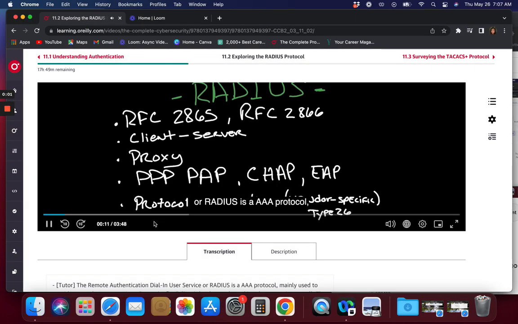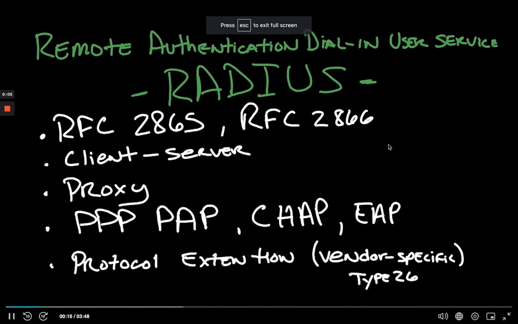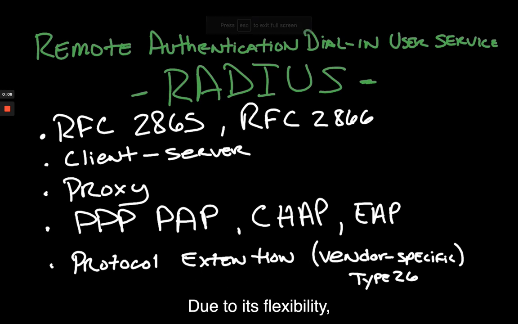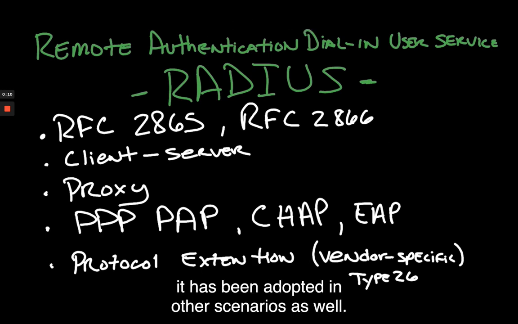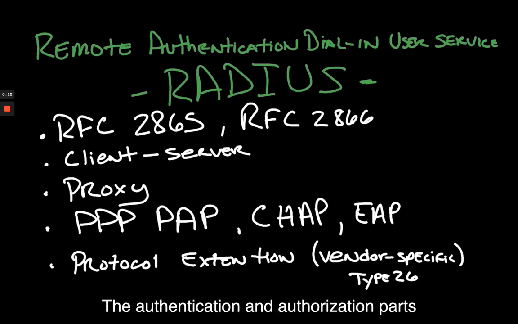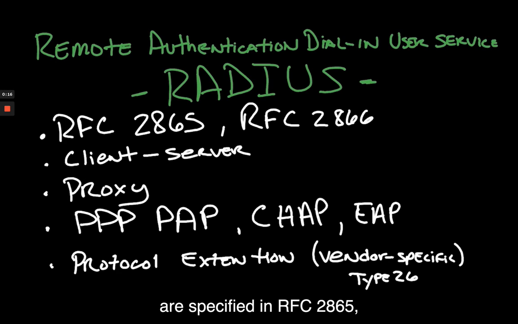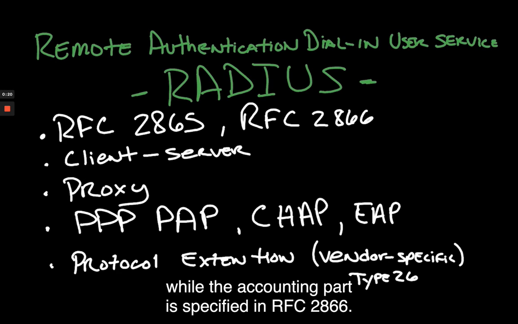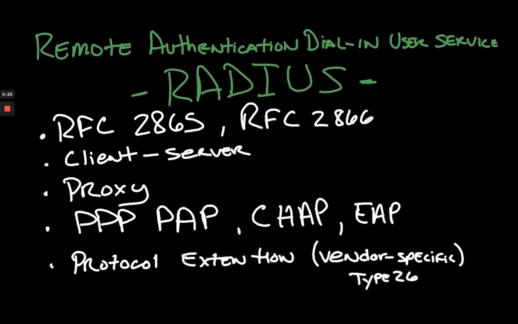Radius is a AAA protocol mainly used to provide network access services. Due to its flexibility, it has been adopted in other scenarios as well. The authentication and authorization parts are specified in RFC 2865, while the accounting part is specified in RFC 2866.